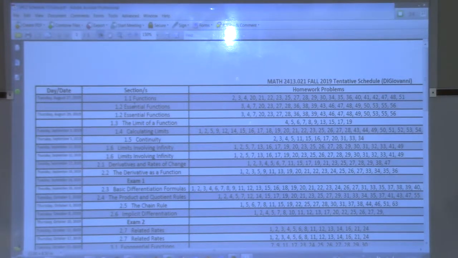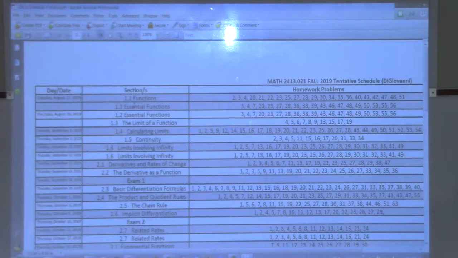So today we're supposed to cover 1.1, 1.2, and then to the right you see the list of homework problems. Those are out of your book. So you will go to section 1.1, go to the back of the section, do problems 2, 3, 4, 20, 21, 22, 23. You do all those problems, right? Lots of homework already.